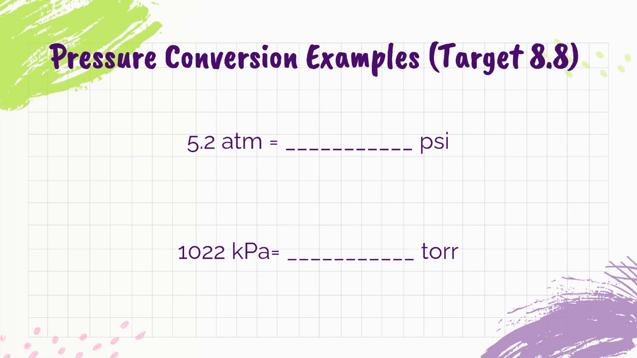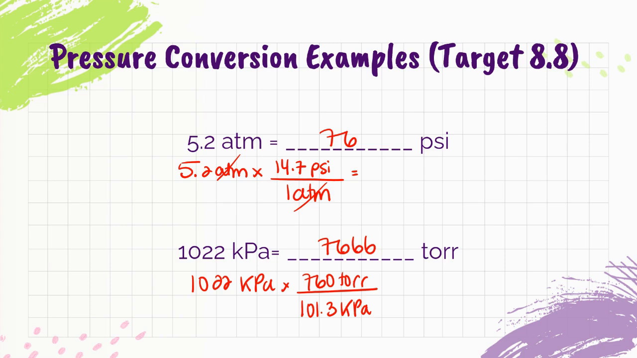Okay, there's a couple more here. I would suggest that you pause the video and try to do these yourself to make sure that you can do them. When you're done, unpause and we'll check your work. Okay, so here is the work I have. You can see I got 76 PSI and 7,666 torr. If you round it a little differently, don't worry. You can see all my work right here. Notice I just made this 101.3 instead of 101.325. So if you used 101.325, it might be a tiny bit different.